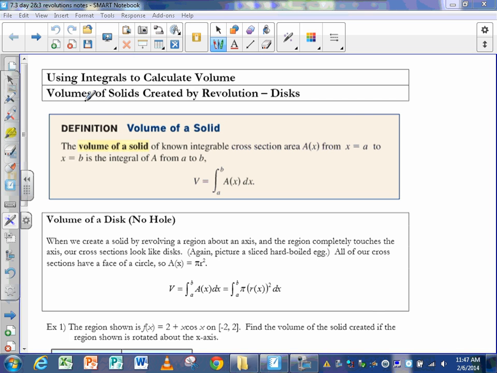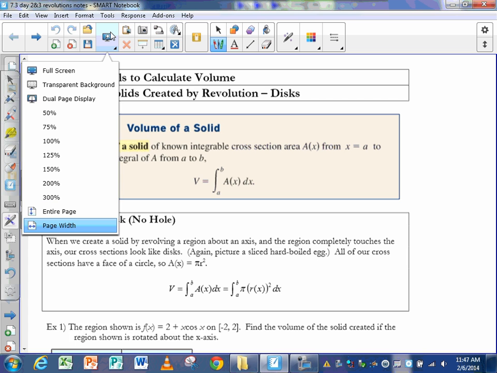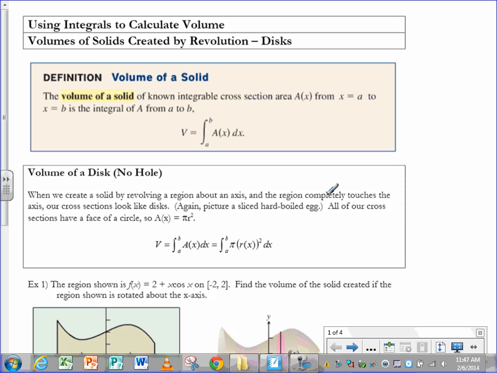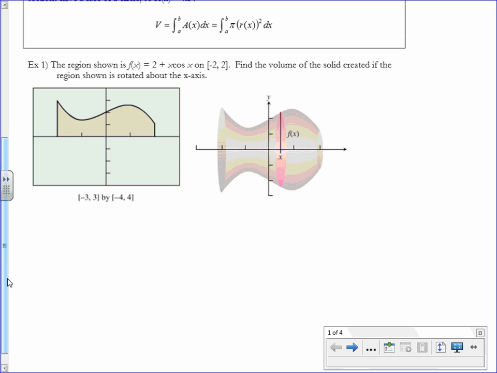All right, so today we are going to talk about how integrals relate to volume. One of the things we talk about is that an integral is a sum of a whole bunch of stuff. If you take an area of a region and spin it around an axis, you end up with a solid, something three-dimensional. That three-dimensional shape is illustrated down here.